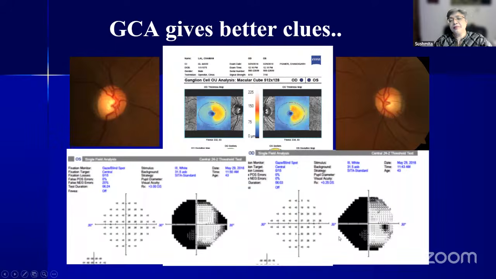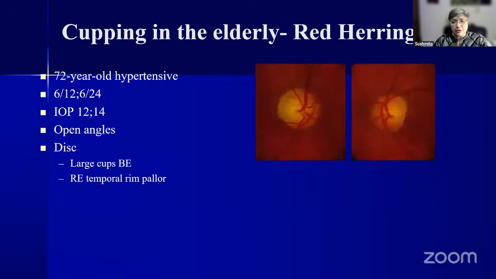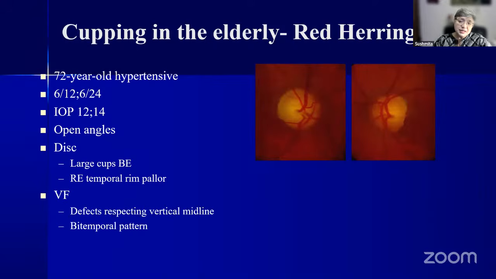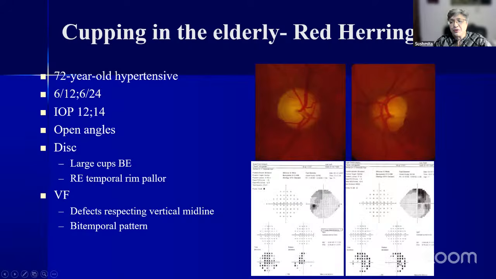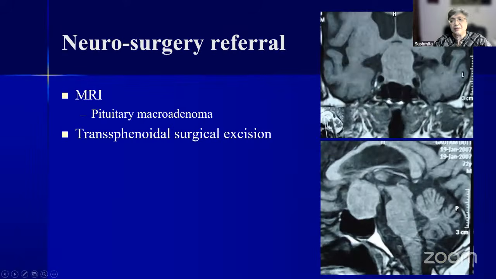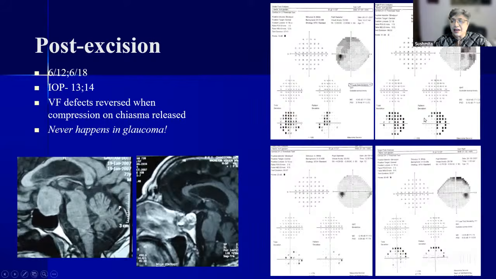The HFA then shows you that it's a parietal tumor, which he was harboring, and he was going around as a glaucoma suspect for a couple of months now. So if you have cupping in the elderly, it's always a red herring. I know glaucoma happens in the elderly, but this bit of temporal pallor should alert you. Again, a visual field which respects the vertical midline. Don't forget that it's a pituitary macroadenoma, and actually the visual fields revert and the OCT would be similar.